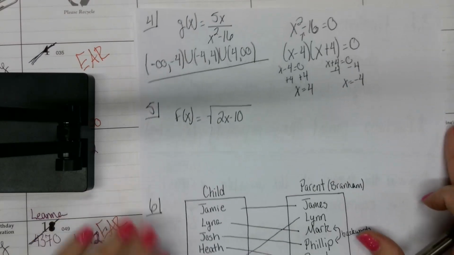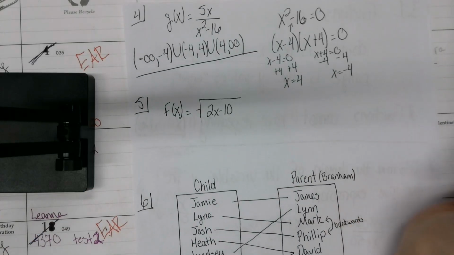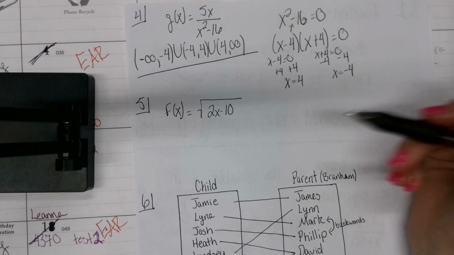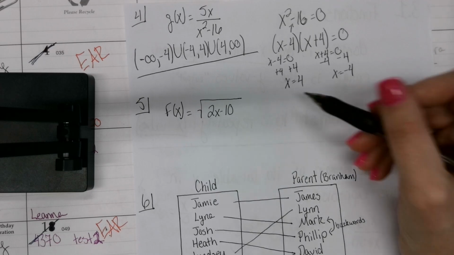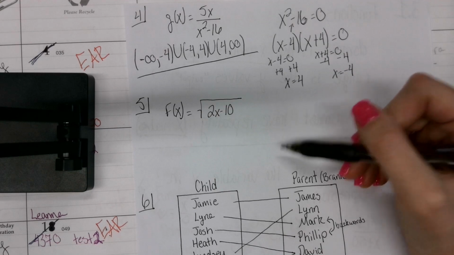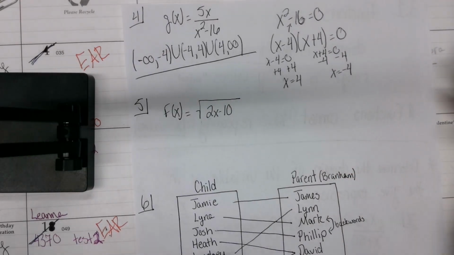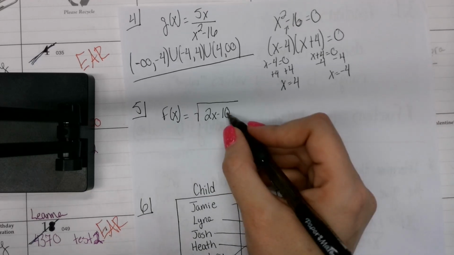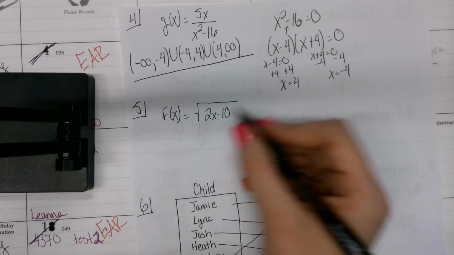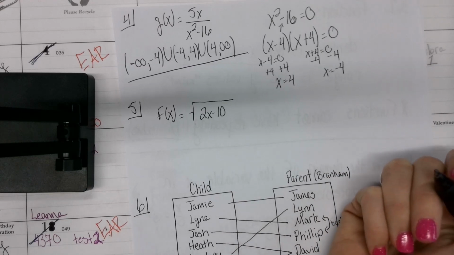Okay, so on number 5, this square root of 2x subtract 10, if you remember from 1.3, we can't have a negative under the square root, otherwise that's an imaginary number. We don't use imaginary numbers in functions. They have to be all real numbers. So when we go to solve this one, we want it to be greater than a negative, but it can be equal to 0 because the square root of 0 would just be 0.